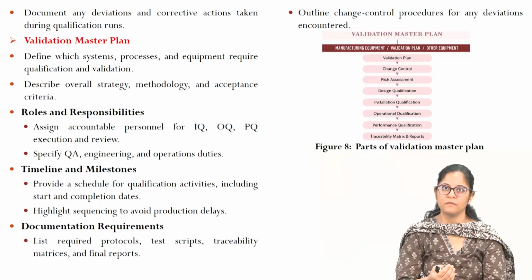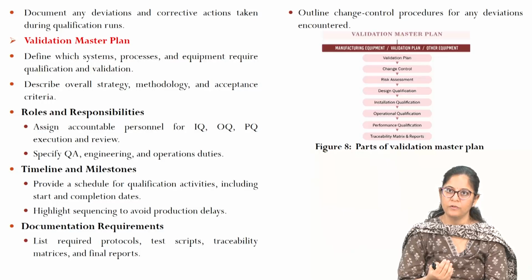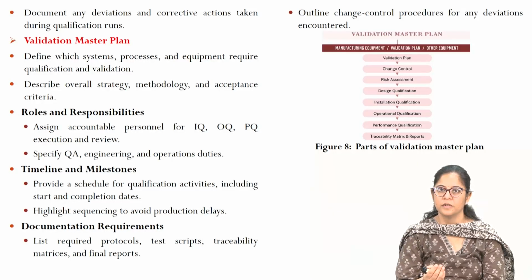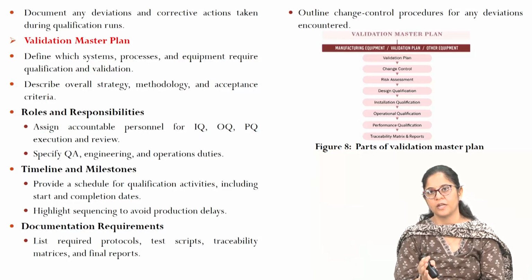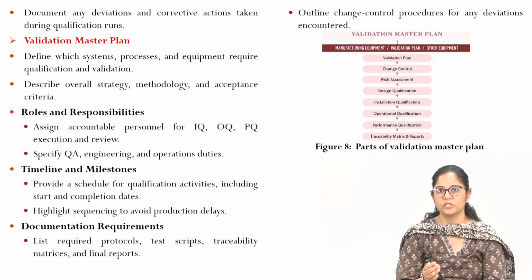Then the validation master plan is formulated, which defines which systems, processes and equipment require qualification and validation, and describes the overall strategy, methodology and acceptance criteria. The roles and responsibilities are assigned to personnel for IQ, OQ, PQ execution and review, and specifically QA, engineering and operations duties are assigned. The timelines and milestones provide a schedule for qualification activities, including start and completion dates. It also highlights the sequencing to avoid production delays.